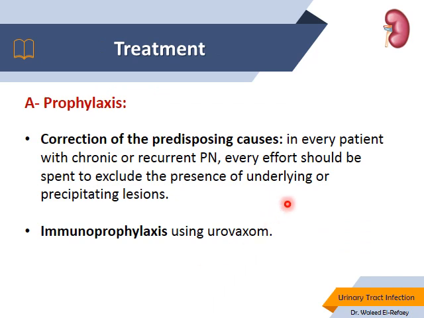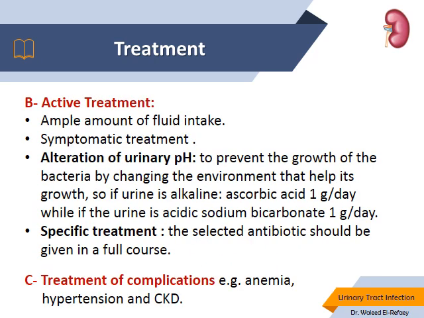The treatment also includes two stages: prophylaxis and treatment. Prophylaxis here is important to avoid recurrent attacks and persistent infection, and to decrease the recurrent acute attacks on top of chronic disease that present with urosepsis also. And active treatment here is the same symptomatic treatment as before.